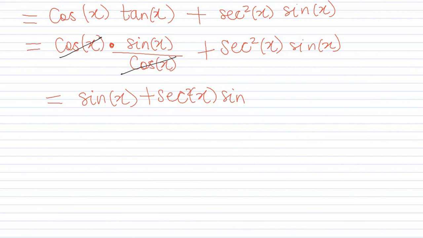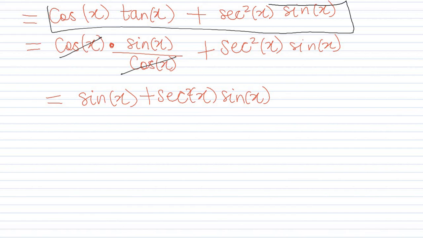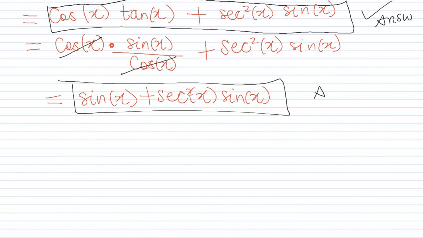Now, we can also leave the answer like this. Remember what I said, this one here is perfectly alright. But if you want your work to be neater than mine, you can use it. So this is also an answer. This is an answer as well. But we also have sine x on both sides of the plus sign. So we can further factor out, and we can do sine x times 1 plus secant square x.